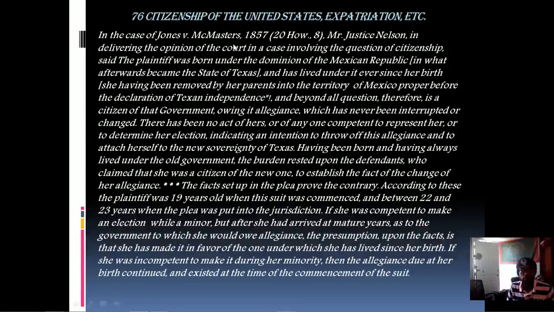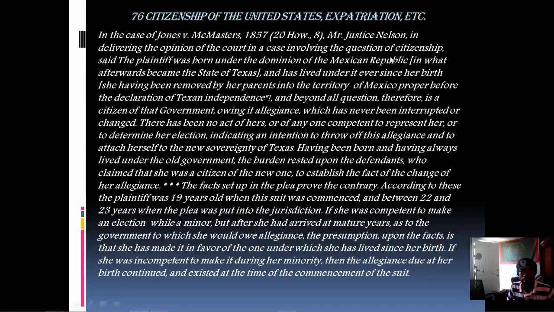In the case of Jones versus McMasters, 1857, 20 How 8, Mr. Justice Nelson, in delivering the opinion of the court in a case involving the question of citizenship, said the plaintiff was born under the dominion of the Mexican Republic in what afterwards became the state of Texas. Did y'all grasp that?